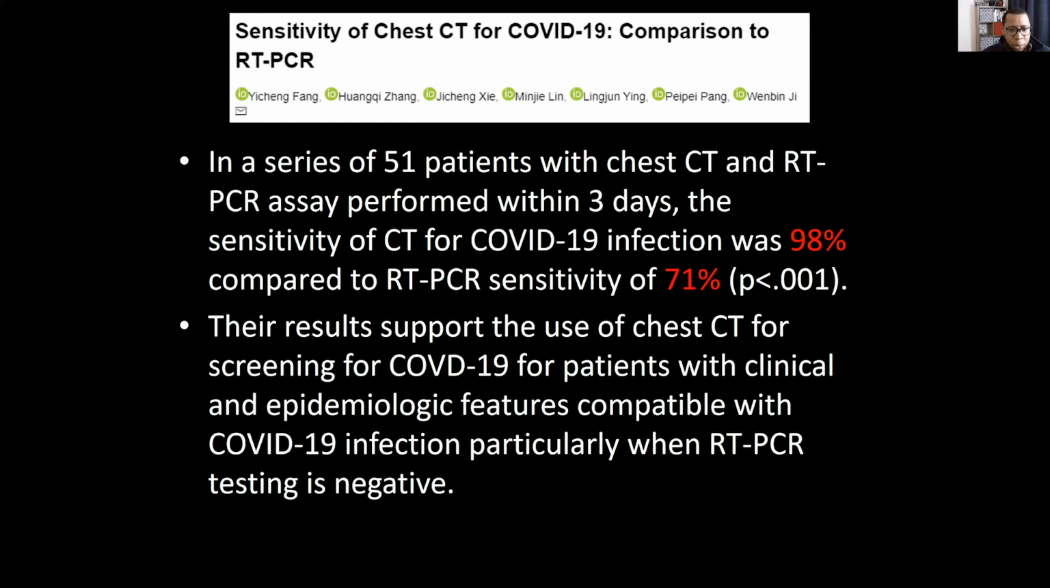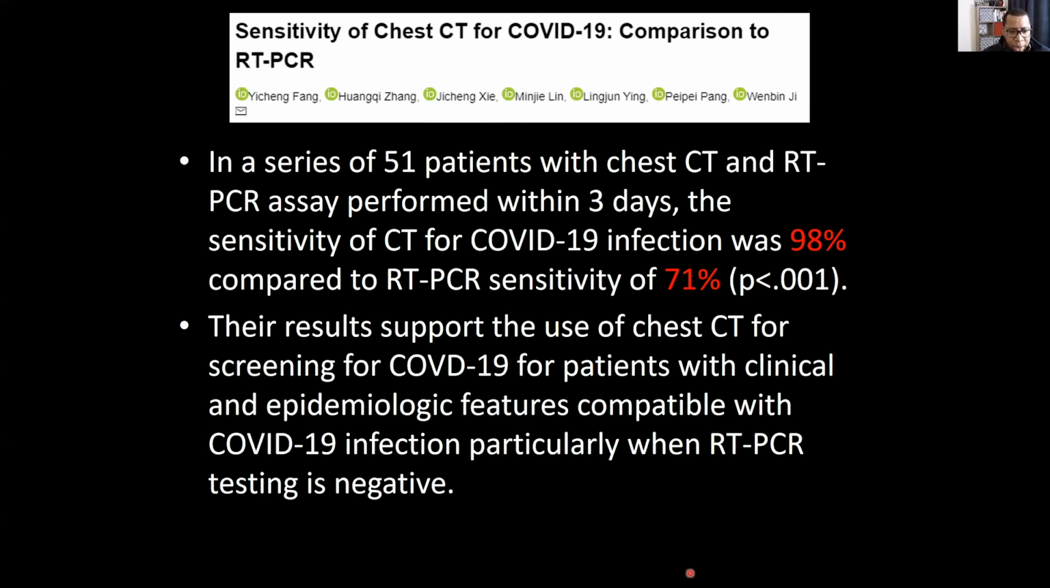So in a series of 51 patients with chest CT and PCR performed within 3 days, they showed that the sensitivity of CT for COVID-19 infection was 98% compared to the PCR sensitivity of 71%. So this data really drove a lot of push to use CT scans in patients with COVID. But like I said, remember the prevalence was very high, and the PCR tests were not as good at the time.